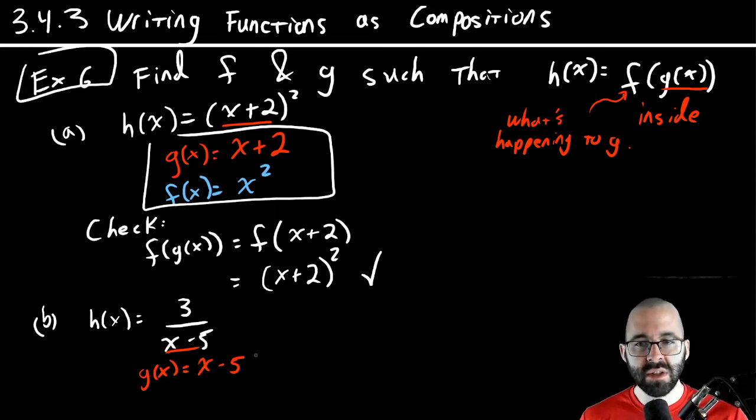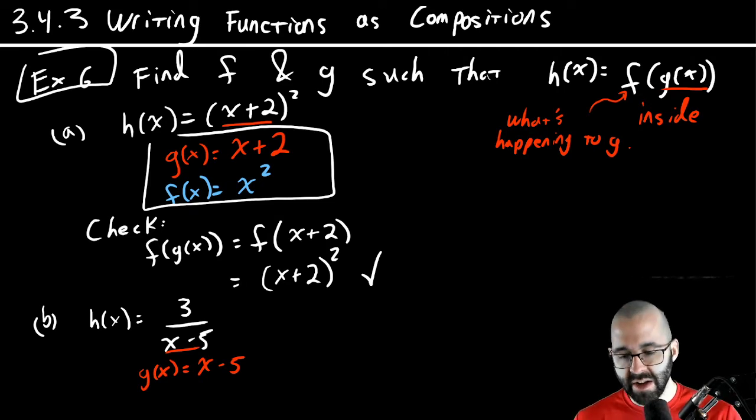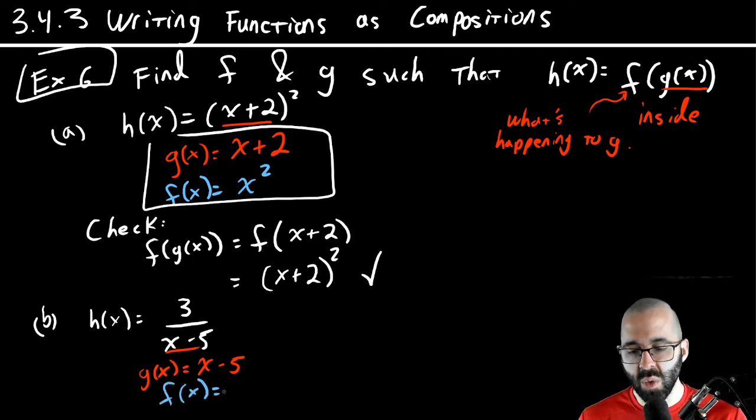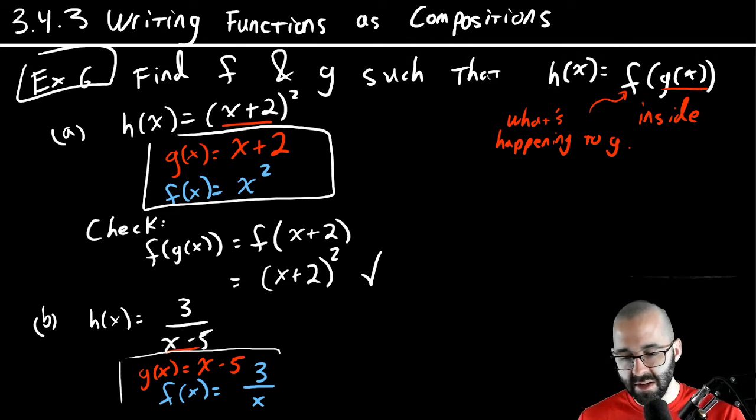But what's more important is once you've chosen your g, what are you doing to it? So if I have a g, an x minus 5, f has to do with what are we doing to that inside function? What are we doing to the x minus 5? And the answer is, we're putting the x minus 5 in the denominator. We're reciprocating it. But instead of just having a 1 on the top, we have a 3 on the top. And that's our answer here.